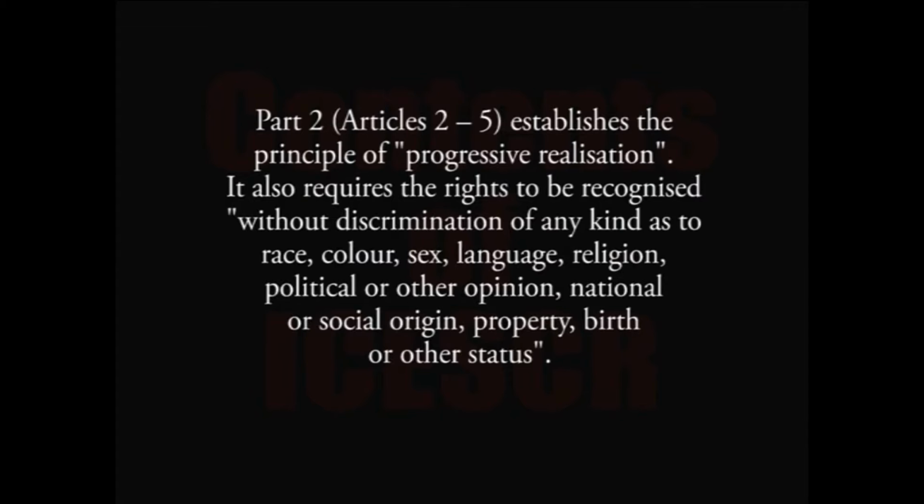Part 2, Articles 2 to 5 establish the principle of progressive realization. It also requires the rights to be recognized without discrimination of any kind as to race, color, sex, language, religion, political or other opinion, national or social origin, property, birth or other status. The rights can only be limited by law in a manner compatible with the nature of the rights and only for the purpose of promoting the general welfare in a democratic society.